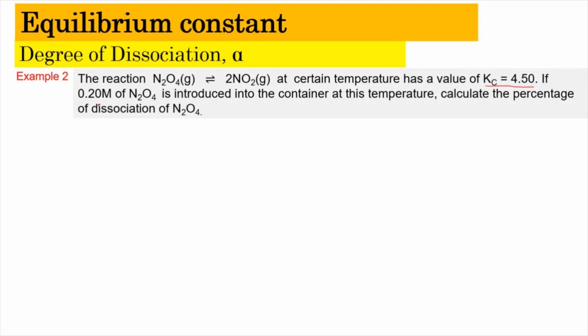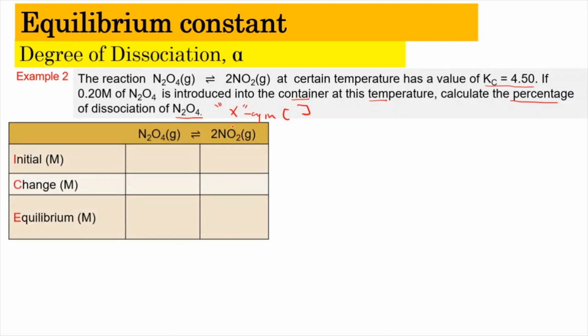If 0.20 molar of N2O4 is introduced into the container at this temperature, we need to calculate the percentage of the dissociation of the N2O4. And in order to do this, we need to find the x value, which is the change in concentration. So in order to find the change in concentration, we need to use the ICE table.